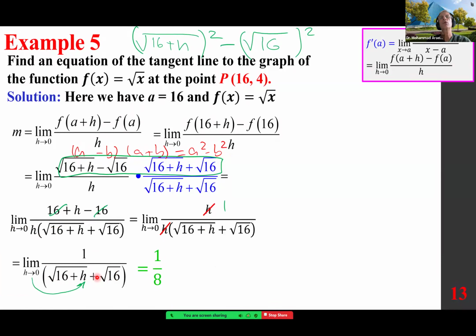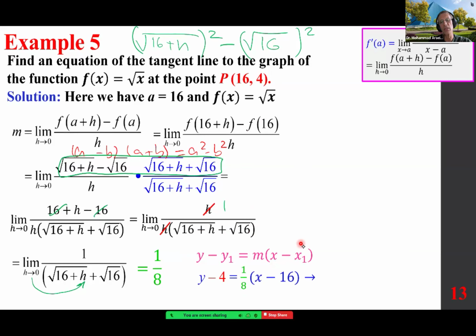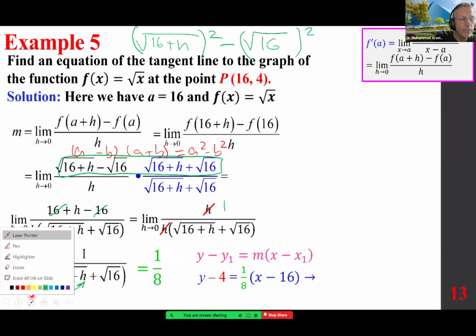And now, of course, we are going to use y minus y1 equals m times x minus x1, which means y minus 4 equals 1 over 8 times x minus 16. We are going to distribute the 1 over 8.